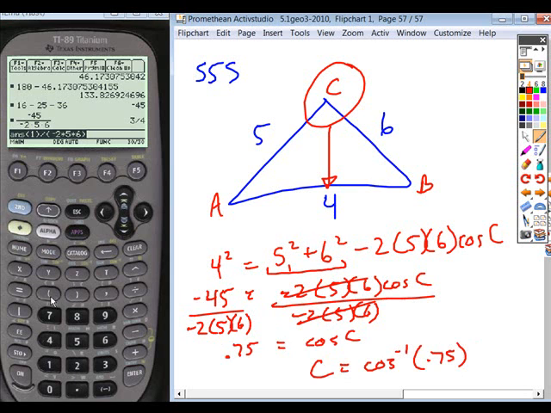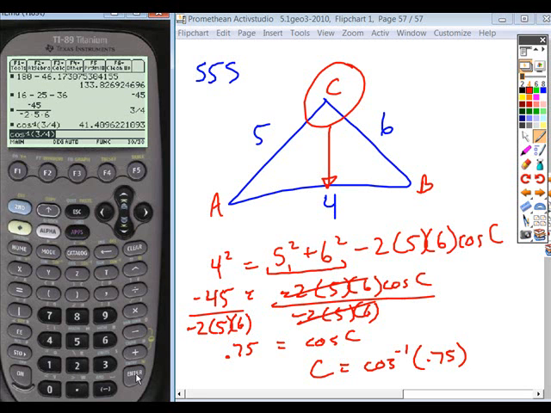So if I took the inverse cosine of 3/4, put it into decimal form, I get my angle measure C to be 41.4 degrees. And so if you're doing it by hand, be very careful that you add or subtract and then divide in completely separate steps. Otherwise, you're going to make a mistake that's very common.